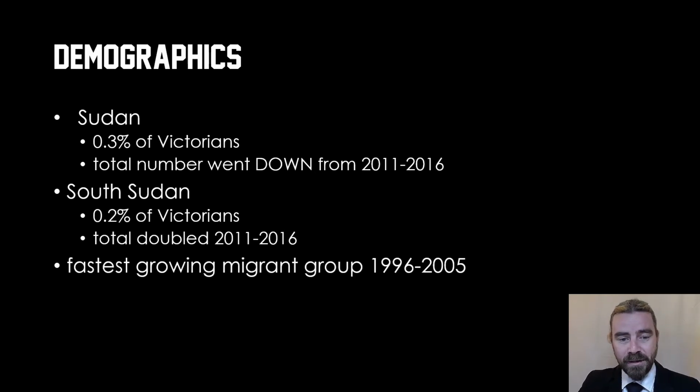These two groups put together were the fastest growing migrant group to Australia from 1996 to 2005. That's dropped off dramatically since then. Doesn't mean it's the biggest migrant group, it just means that it was the fastest growing migrant group, so its numbers as a percentage were going up.